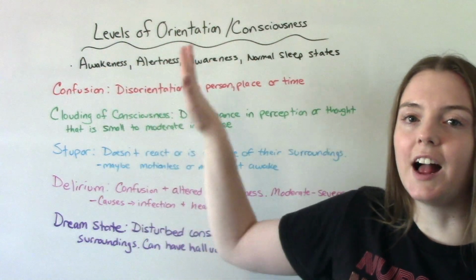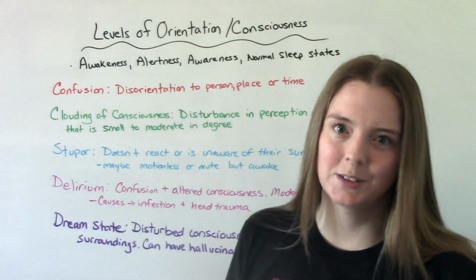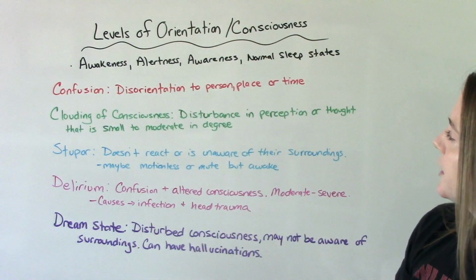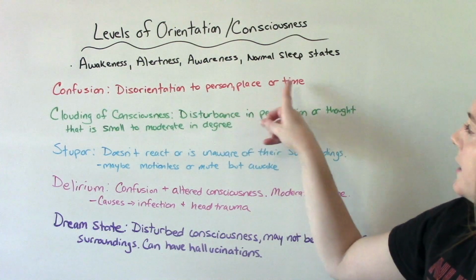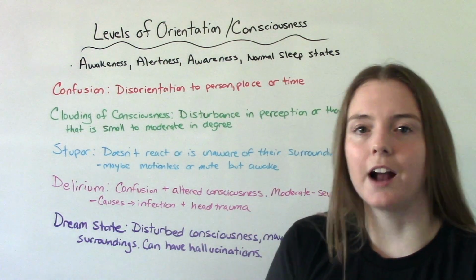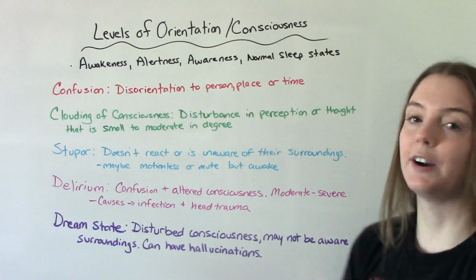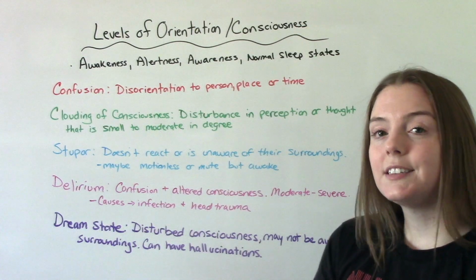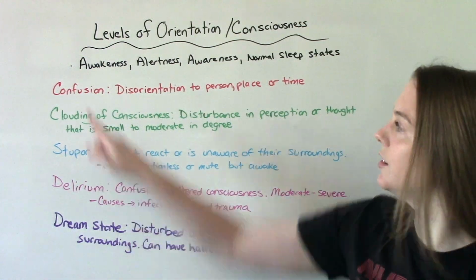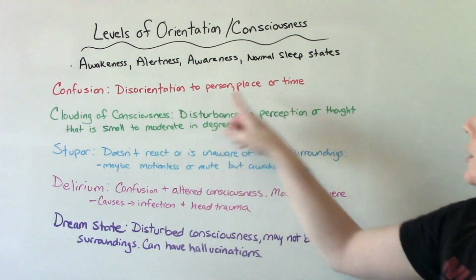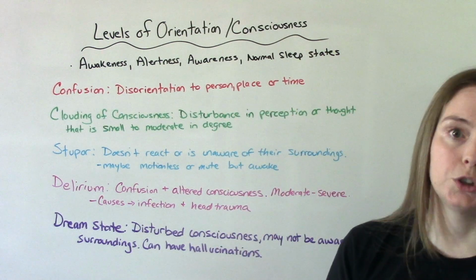Now I want to define some altered levels. So confusion. Confusion is disorientation to things like person, place, or time. When we do our head-to-toe assessments on our patients and we ask them their A and O's, right, and we say A and O times 4, what does that stand for? So the A is for alertness, right? And then the orientation, person, place, time, and situation.